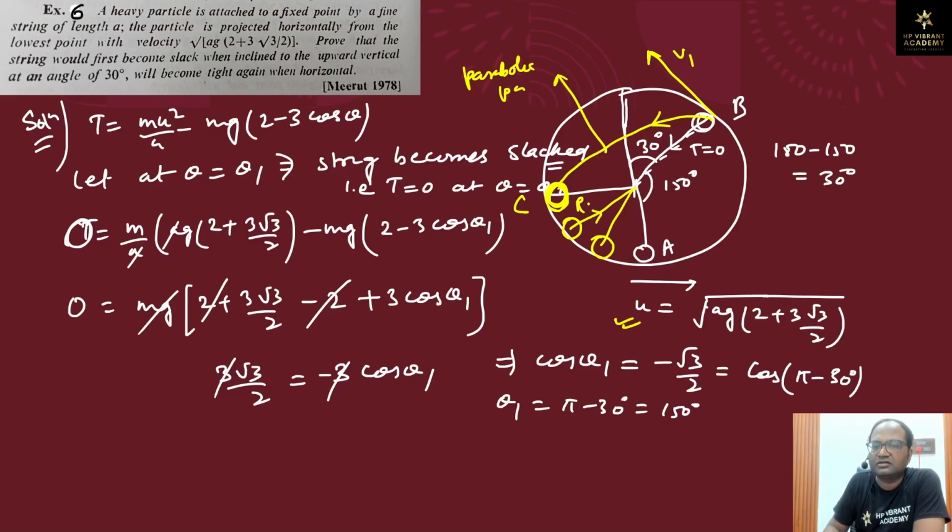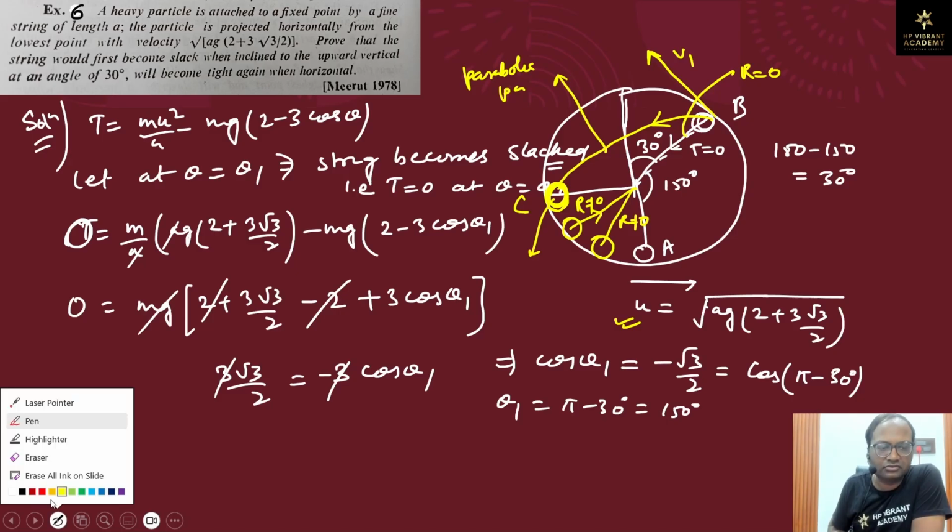So reaction is not 0 here, R not equal to 0. But at point B, R is equal to 0 because from point B onwards, it will leave the circular path and follow the parabolic path. From point B it will hit at point C, and from point C onwards, it will again follow the circular path. So what will be the coordinate of this point? The coordinate of this point will satisfy the equation of trajectory. Let us draw this again.